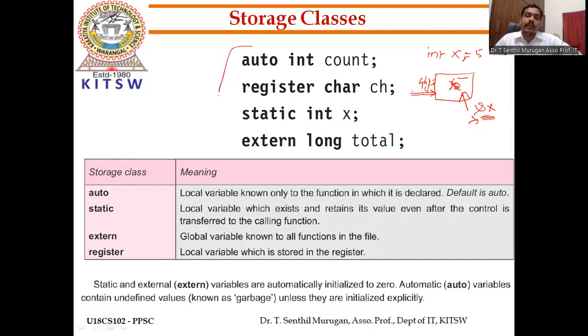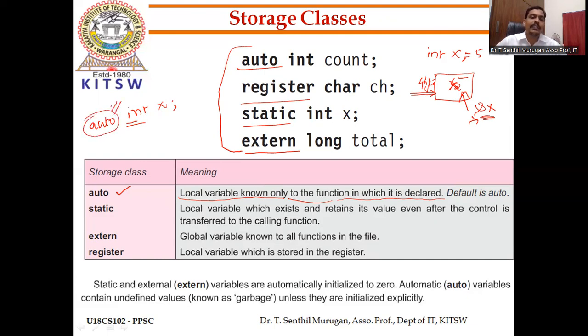While declaring the variable, there are the storage classes: auto, register, static, extern. These 4 storage classes are there in the C language. First, auto. What is auto? Local variables known only to the function in which they are declared. Normally we declare int x. This is the local variable declaration because we declare this variable inside the function. If you declare this variable, it is default: in front of that, auto is there. Even if you write it or not, it will be considered as auto. This is the auto storage class.